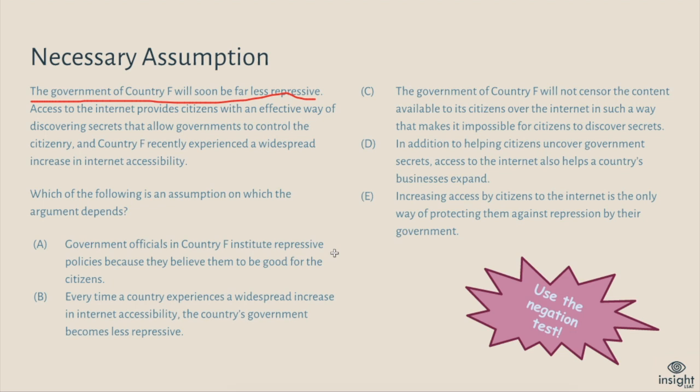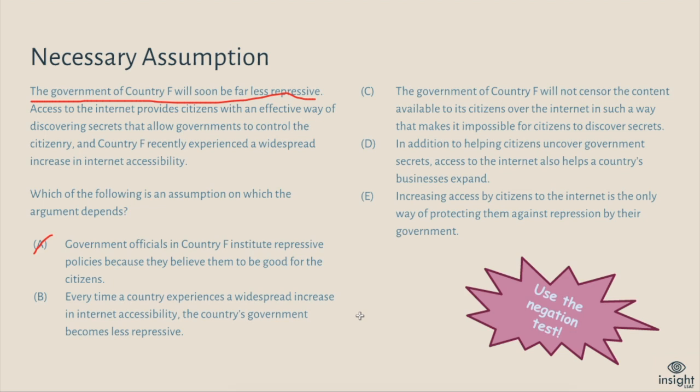Government officials in country F institute repressive policies because they believe them to be good for the citizens. Do we need that to be the case? Let's try negating it. It's not the case that government officials in country F institute repressive policies because they believe them to be good for the citizens. So we're saying something about their bad motives. It says nothing about what's going to happen when the internet comes around, so the motive that they have really doesn't matter.